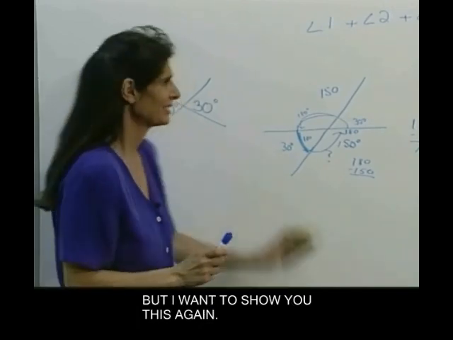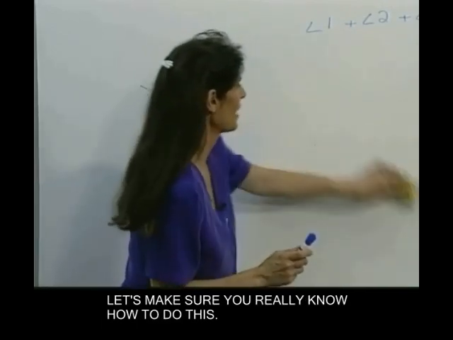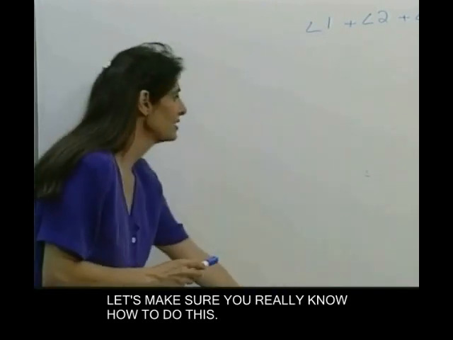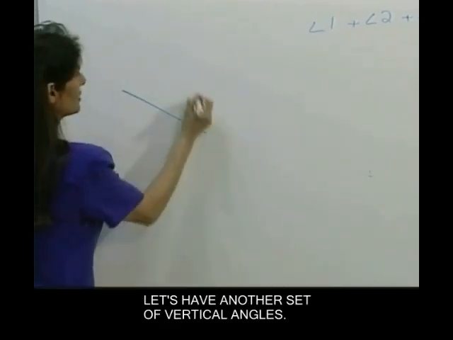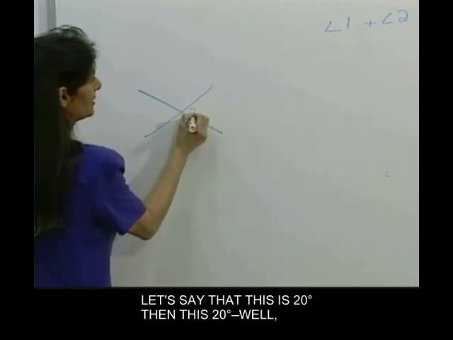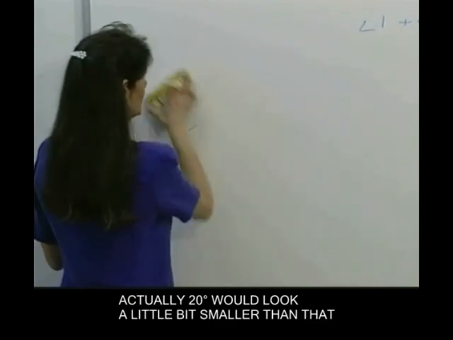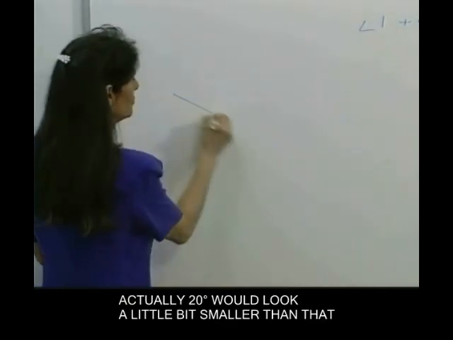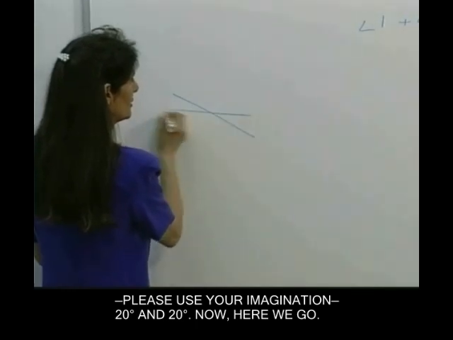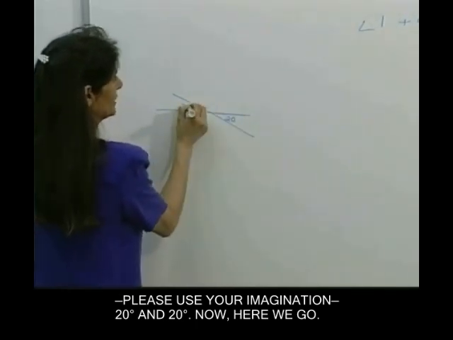But I want to show you this again. Let's make sure you really know how to do this. Let's have another set of vertical angles. Let's say that this is 20, then this is 20. Well, actually 20 degrees would look a little bit smaller than that. Please use your imagination. 20 and 20.